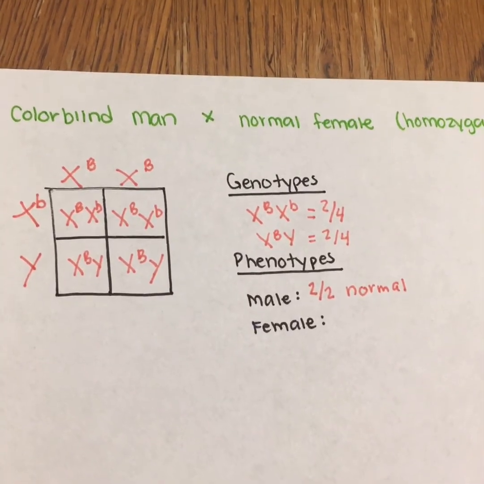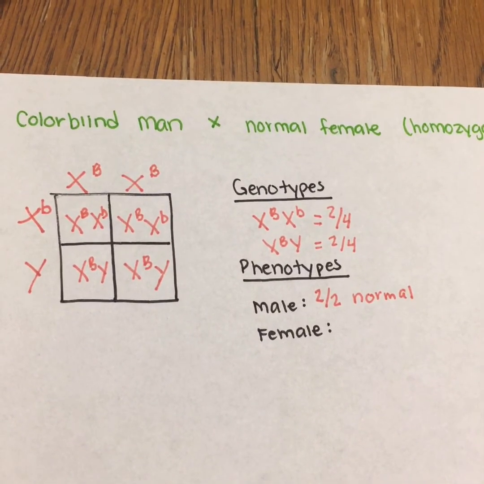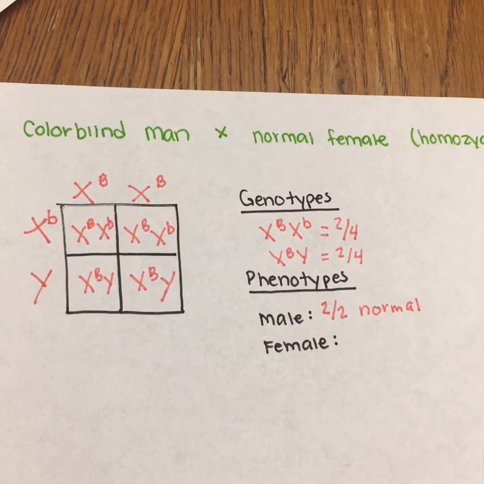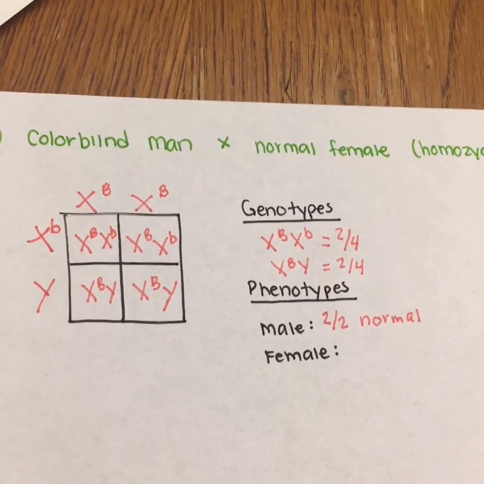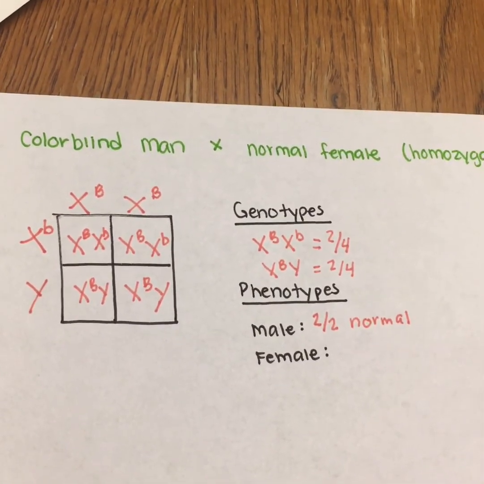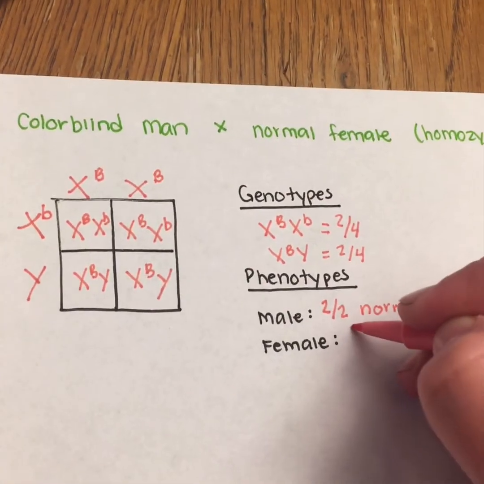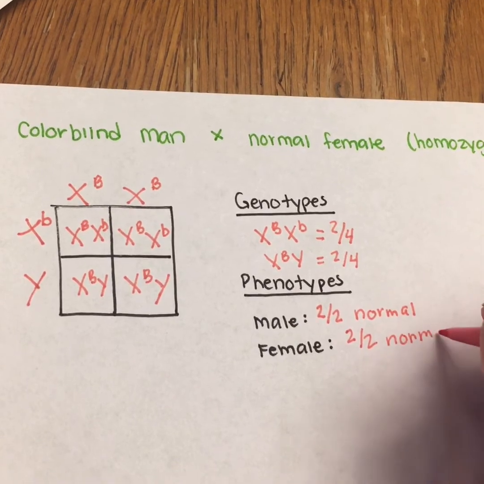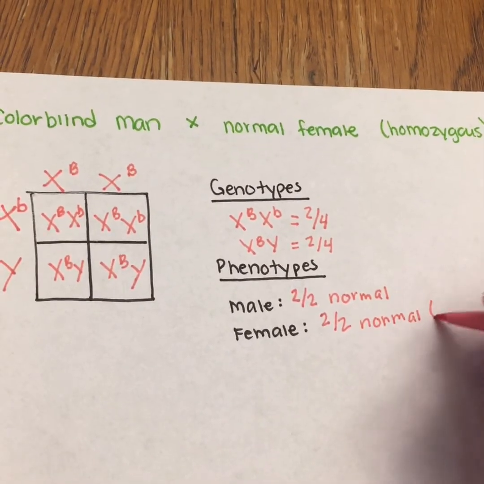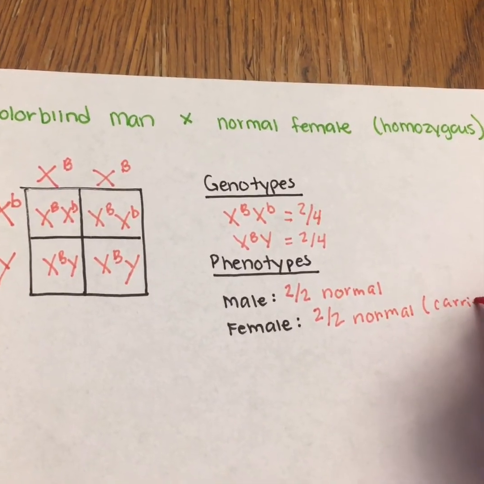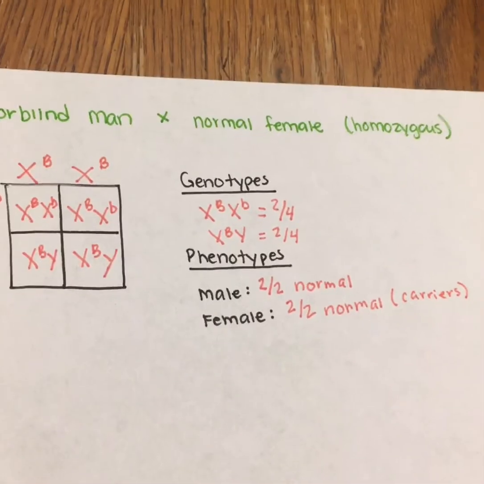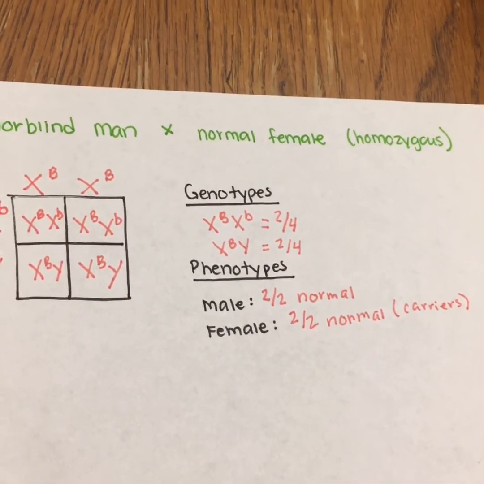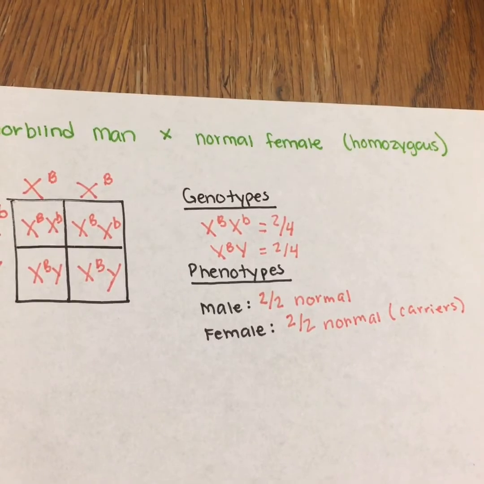Now for females, we look at and they have an X big B and an X little b. In this case, they're also not affected, but they are what we call carriers. So you would say they are 2 out of 2 normal, and I'm going to put in parentheses, but they are carriers. Again, being a carrier means they do not have the disorder, but they can pass it on to their offspring.